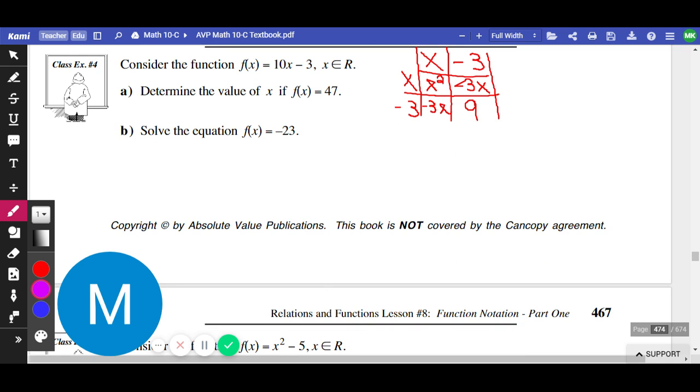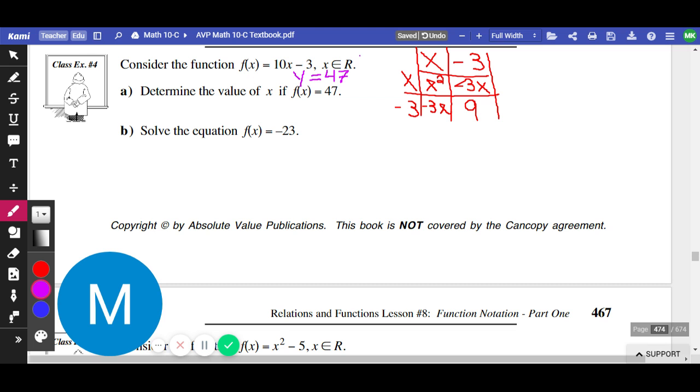Question A, determine the value of x if f of x equals 47. This does not mean x equals 47. They're saying f of x equals 47. Remember, f of x and y are the same thing. So what they're really saying is y equals 47. They're giving you an output value. That's what it looks like when they give you an output value. Your job is to find the input value.